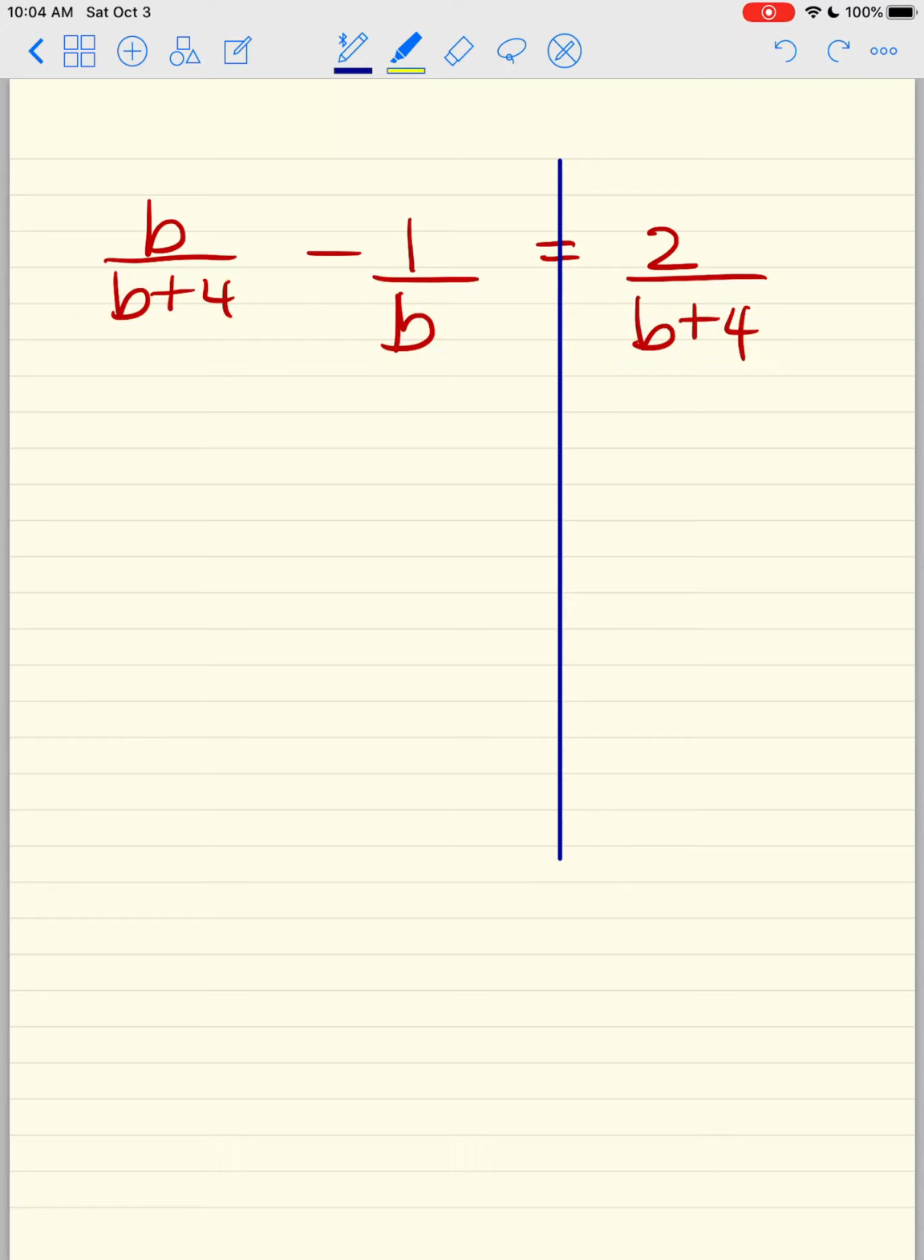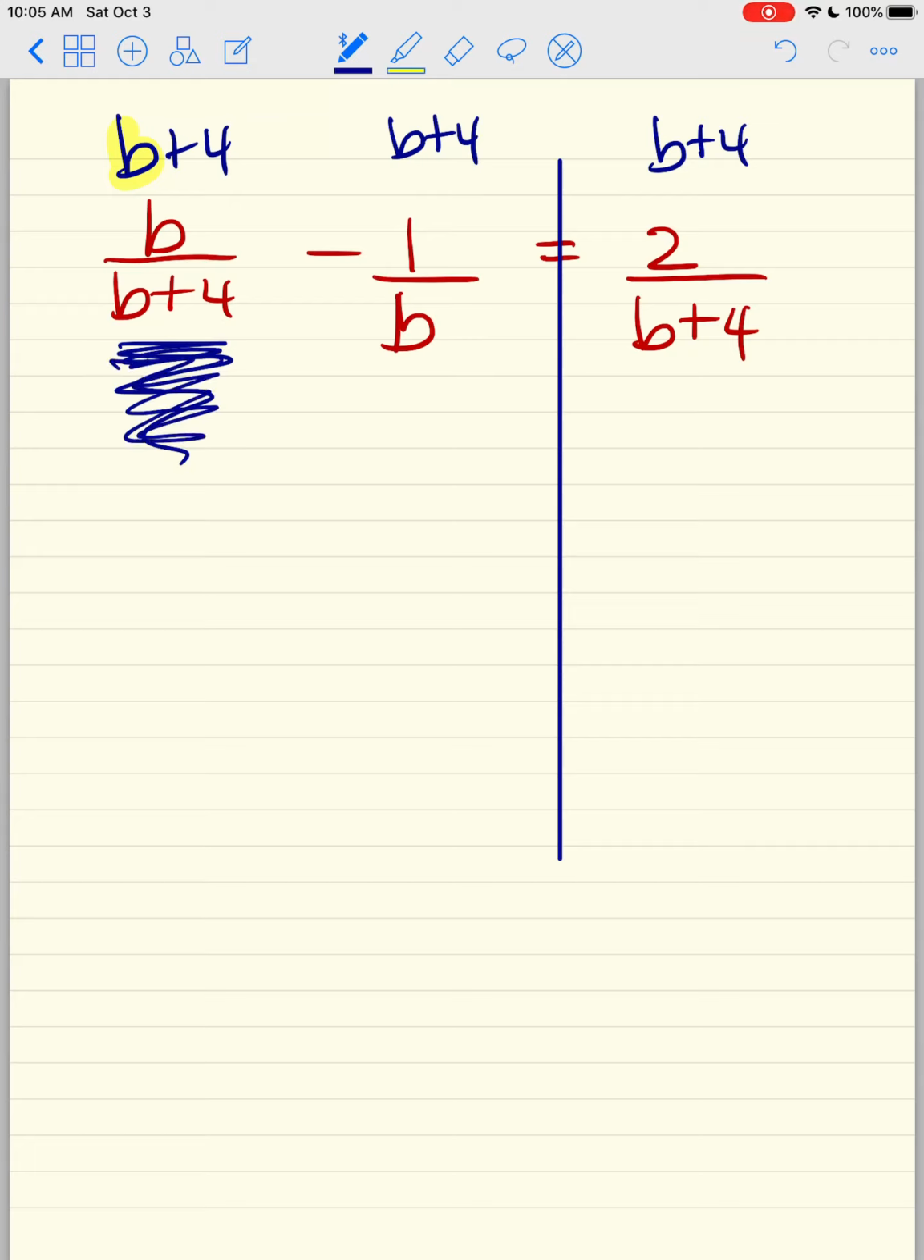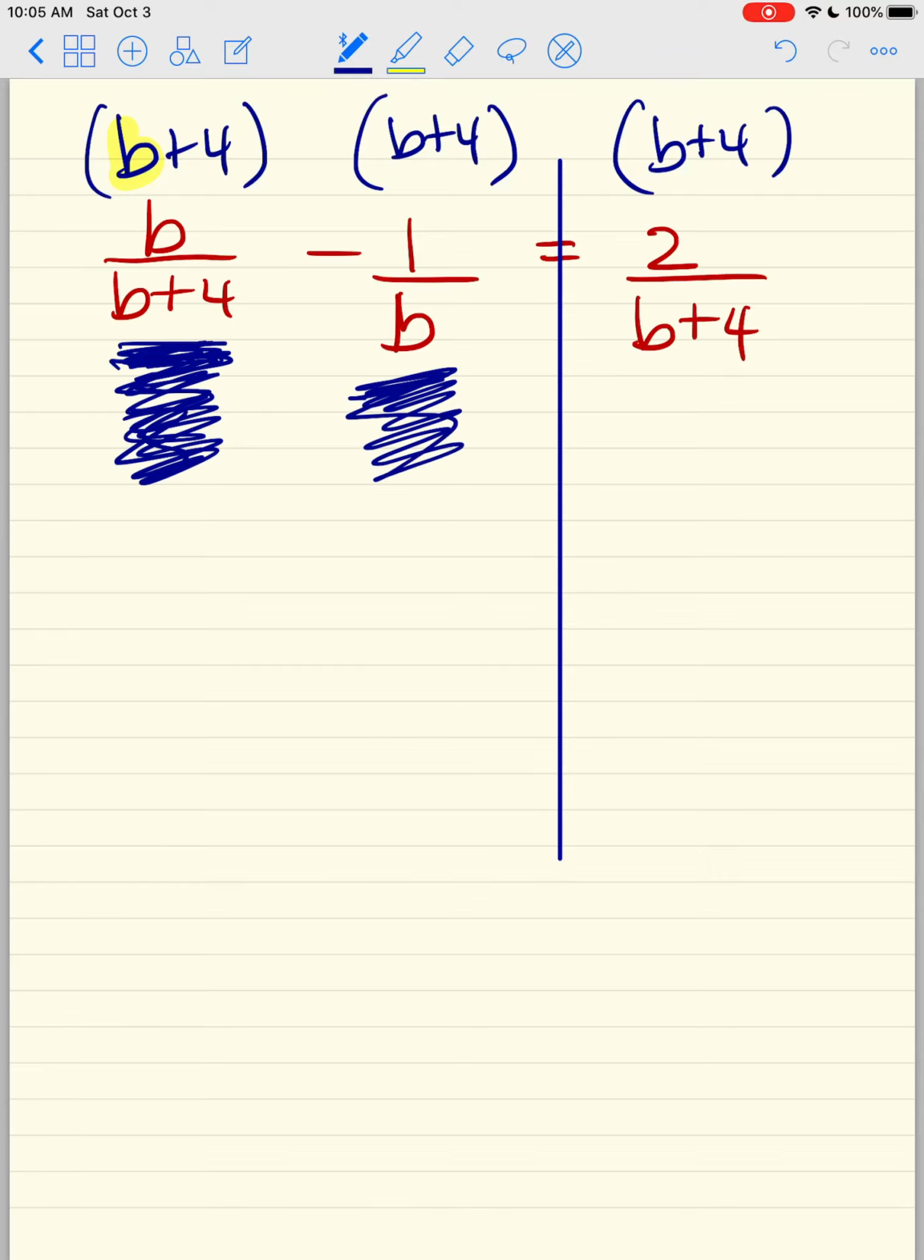All right, I need a b plus 4. I need a b plus 4 in order to get rid of this. And I need a b plus 4 and a b plus 4 only because whatever I do on one side, I must do to every single piece of the equation. So I'm going to do that. This b plus 4 will get rid of this b plus 4 down here. Now I go on to the next person. In this, my denominator is b.